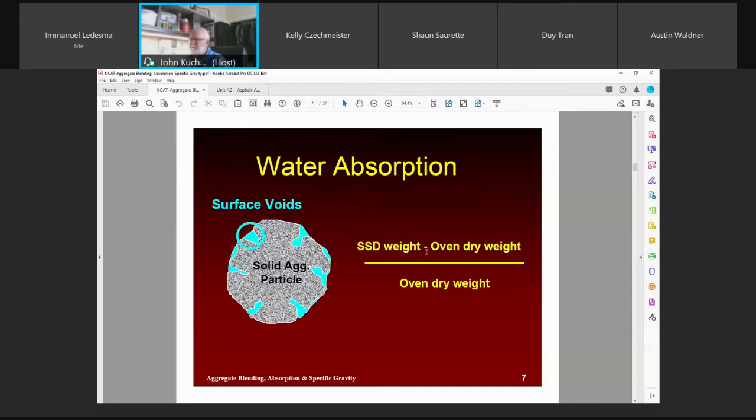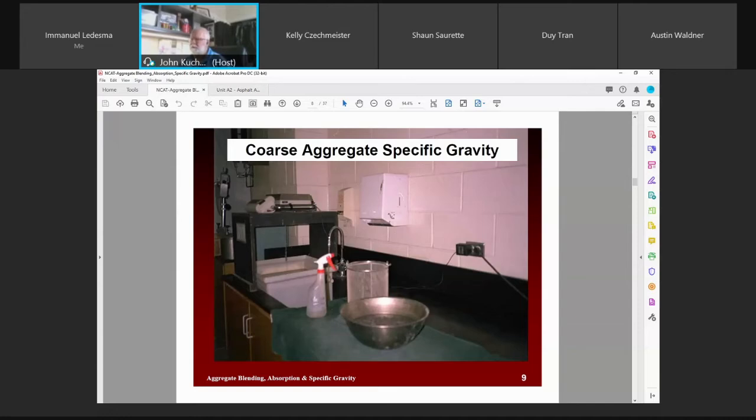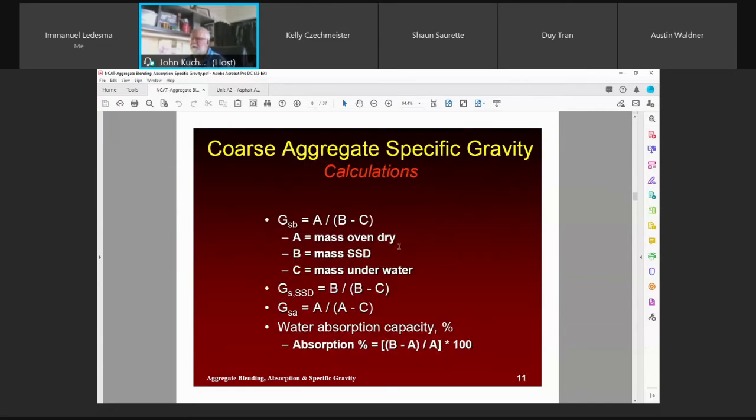Water absorption, just an idea. SSD weight or mass minus the oven dry mass divided by the oven dry mass times 100 is water absorption. Typically, absorptions are always in percent, okay? So always multiply by 100 to get a percent. This tells you how to do the test. I'm not going to cover it. You did it last year with Natalie. Maybe not on aggregates, but we did it for concrete aggregates. So it's the same thing. Okay? These are just the procedures. Remember how we dried it in the towel?